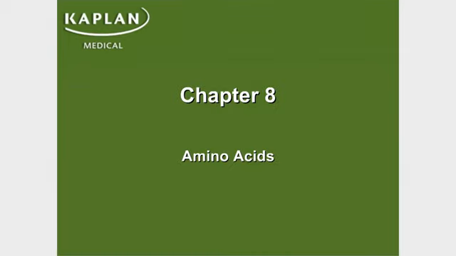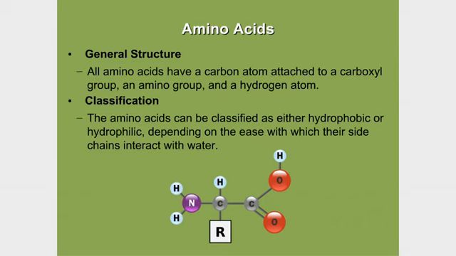Chapter 8 deals with the high-yield topics of amino acid proteins and enzymes. There are 20 amino acids, and all amino acids have a carbon atom attached to a carboxyl group, an amino group, and a hydrogen atom attached to a particular carbon. Now this carbon is referred to as the alpha carbon, and the alpha carbon is always carbon 2. So in this figure, here is the alpha carbon shown in the yellow.